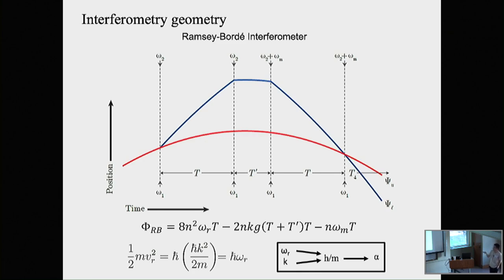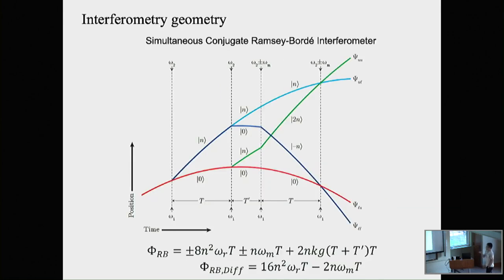So that's the chain of the measurement. We measure omega r through the interferometer, use a frequency comb to measure k, and then we can get h over m, and therefore determine alpha. Okay, but one problem you can see is our atom interferometer is also sensitive to gravity, g, which is not what we want. So we develop many techniques to suppress these unwanted effects.